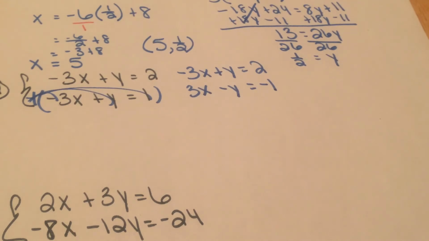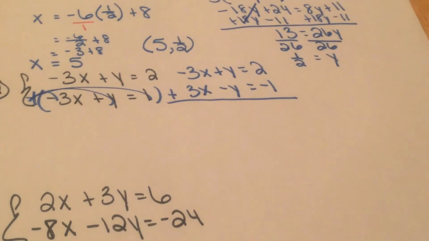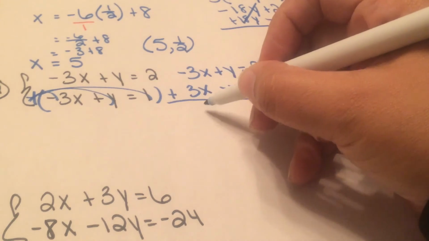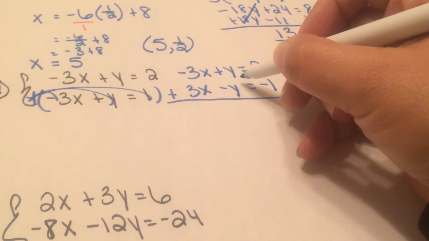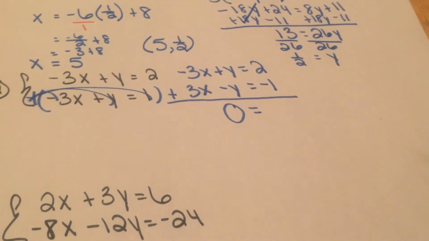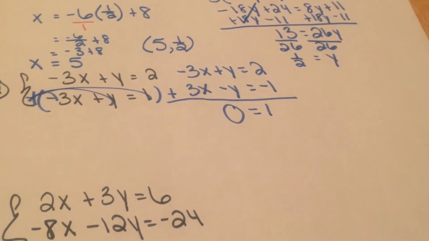So we should have seen something kind of interesting at the very beginning. If we haven't, hopefully we're seeing something interesting now. And if we still don't, that's okay. So I'm going to go ahead and just add like I've been doing with my elimination. -3x plus 3x, well, that's gone. It's 0. And y minus y, well, that's gone. It's also 0. So on my left side, I'm just ending up with a 0. And then we have 2 minus 1, which is going to be 1.